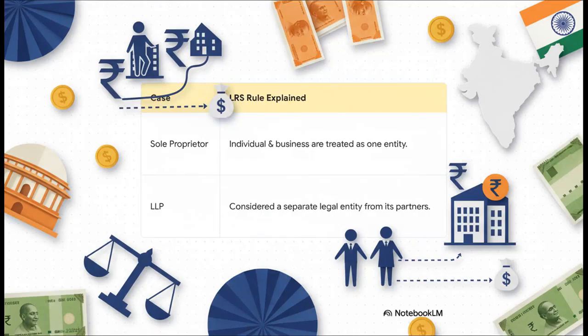Now, for any business owners out there, listen up. The legal structure of your business matters a lot. If you're a sole proprietor, you and your business are seen as one and the same. So you share one LRS limit. But an LLP is a totally separate legal entity, and that means the business's transactions don't eat into the personal LRS limits of the partners, which is a massive advantage.